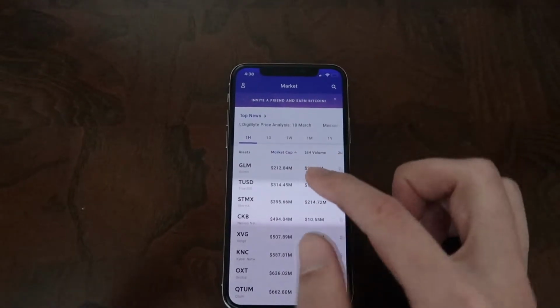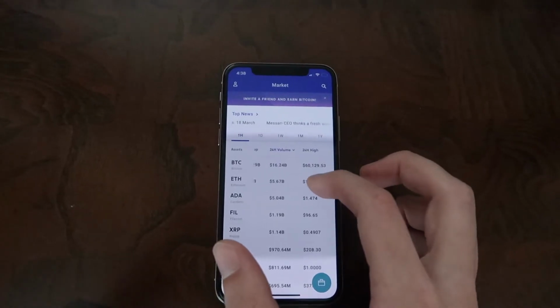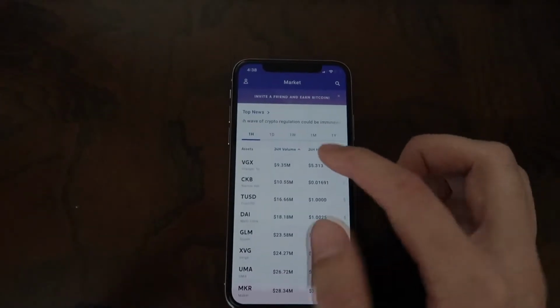So yeah, you can research it by looking at the market cap. You can see by looking at the volume, right? The highest volume being traded. Of course, at the very top, it's Bitcoin. And let's see what's going on at the very bottom.